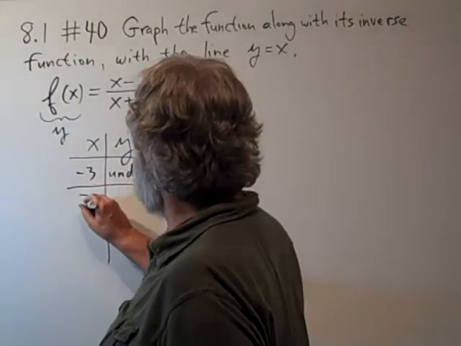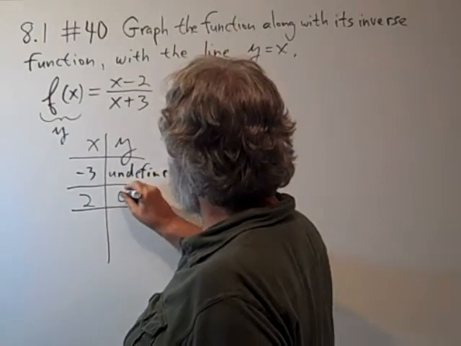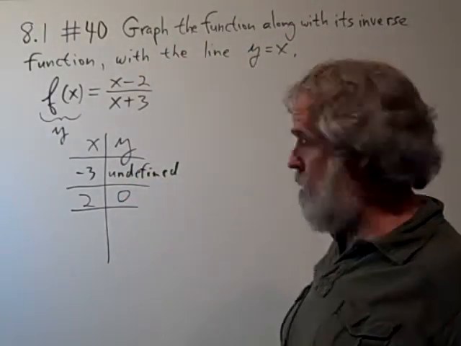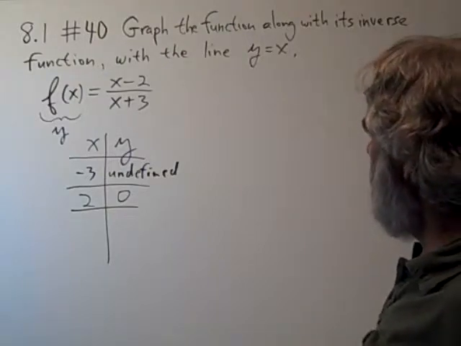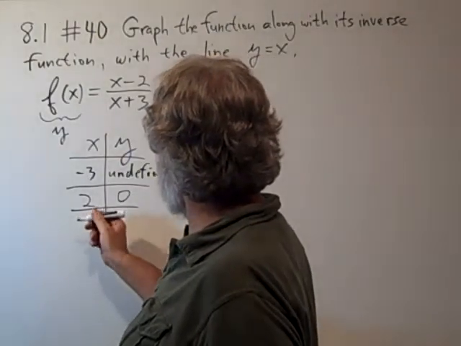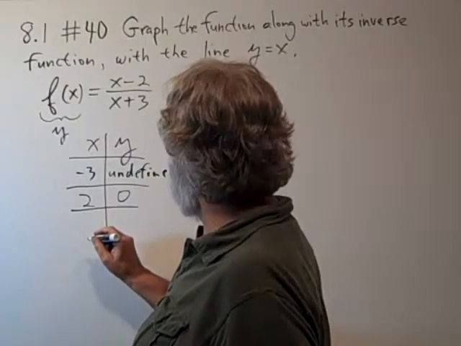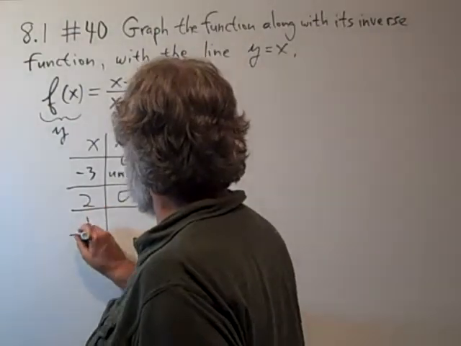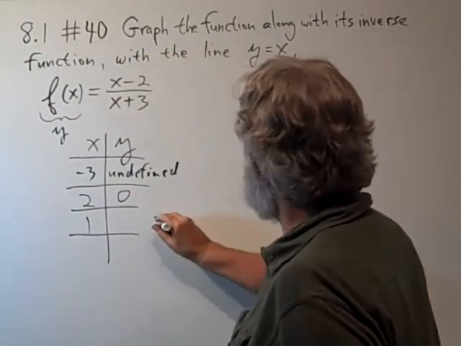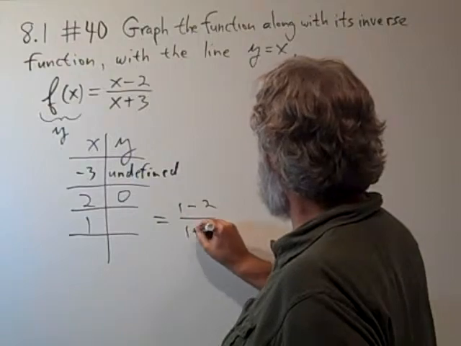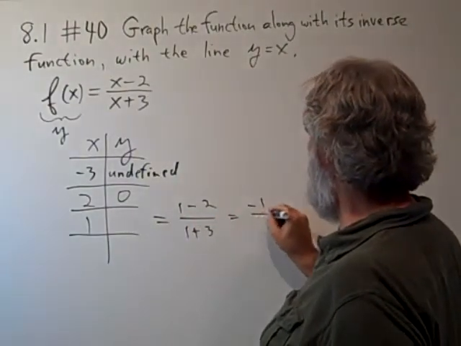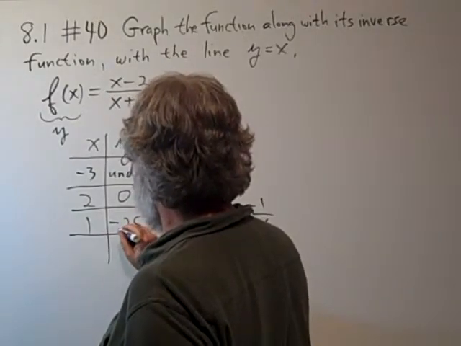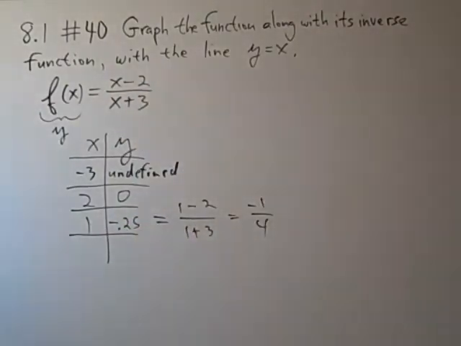If x is 2, then y is 0, because 2 minus 2 is 0, and anything goes into 0 times. Let's find some other values. If x is 1, then this is equal to 1 minus 2 over 1 plus 3, which is negative 1/4. Negative 0.25 is negative 1/4.